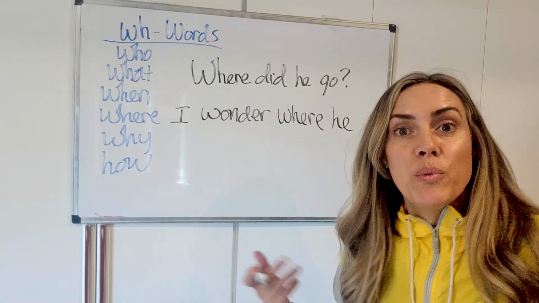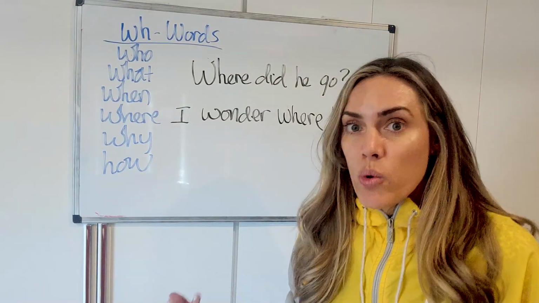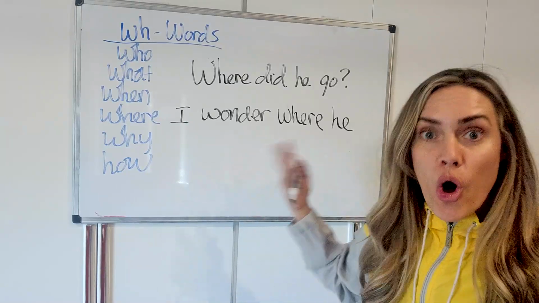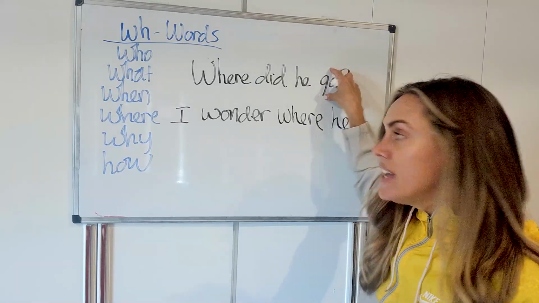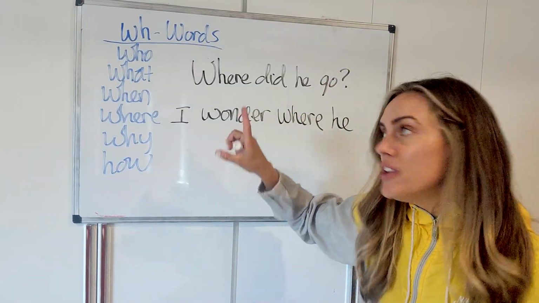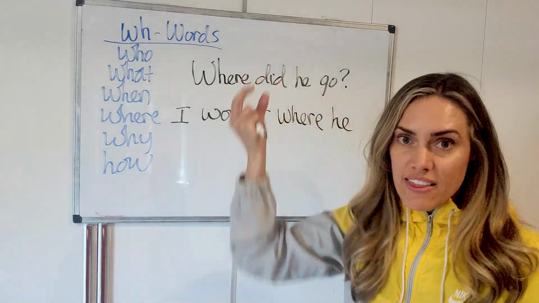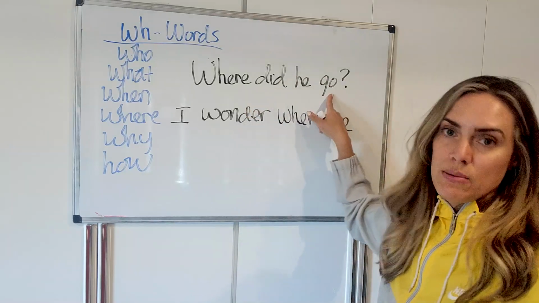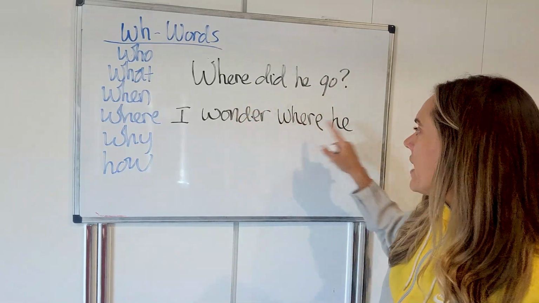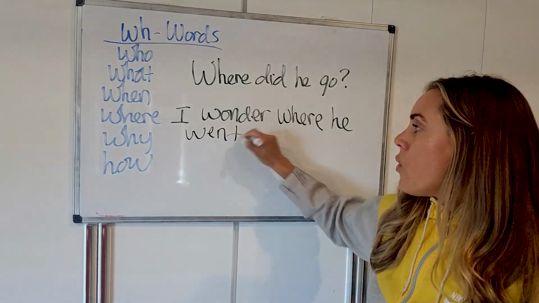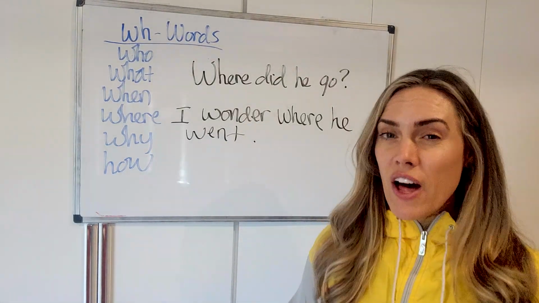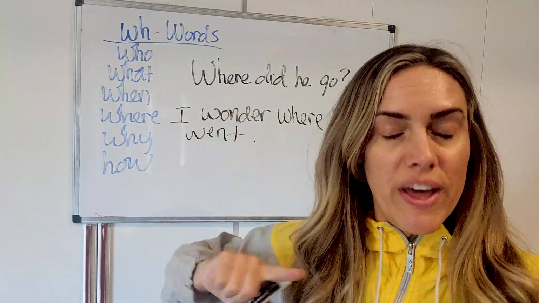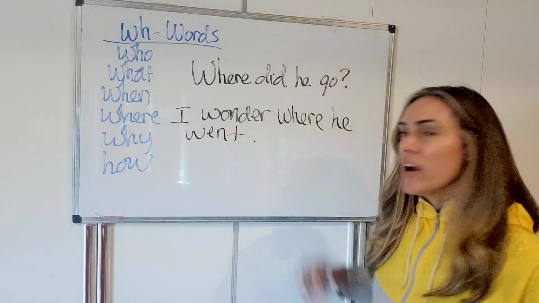Did is only when we're creating negative sentences or questions. This is not one of those, okay? So all you need to do is take this verb and put it here, but be careful because you gotta carry the verb tense with it. This is in the past tense, so this needs to be in the past tense. I wonder where he went. Be careful. A lot of people would say, I wonder where did he go, and that's not correct. You want to say, I wonder where he went.